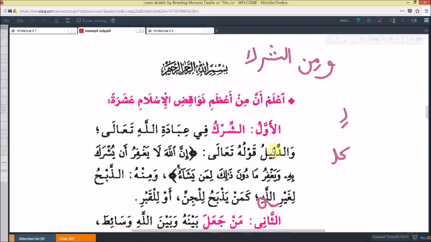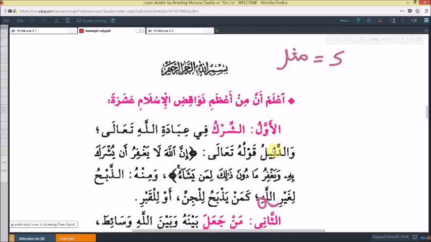Kaman, like the one. Ka is like, similar to the word mithl. Ka or mithl. Mithlu man or kaman, like the one yazbahu, who slaughters lil jinn, for the jinn, or lil qabr, for the grave. But we don't necessarily mean the grave itself. We mean the one in the grave, slaughtering for the saint or the wali or the sheikh or whoever they're making shirk with. We don't mean the dirt and the hole and the rock. We mean the one in the grave. Kaman yadhbahu lil jinn or lil qabr.